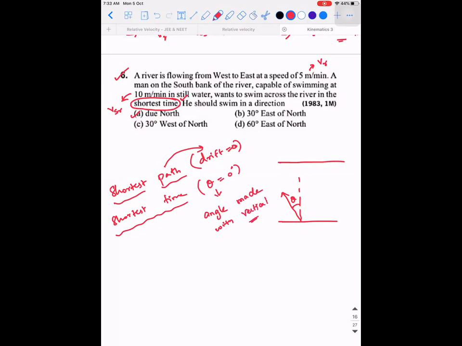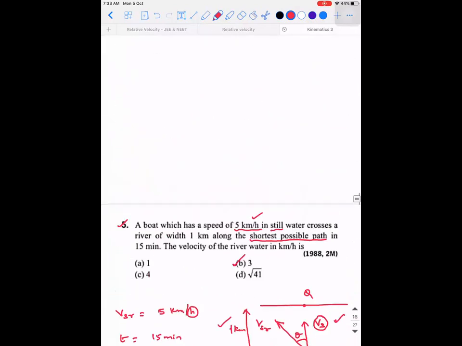Is it clear now? Yes, sir. So since the angle made with the vertical is going to be 0 degrees, in this question the answer is due north. Because this is the point where the river is flowing from west to east, so he should start moving along the north. That is the meaning. I hope it is clear.